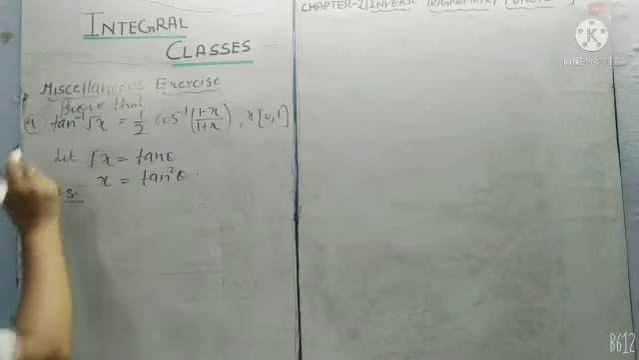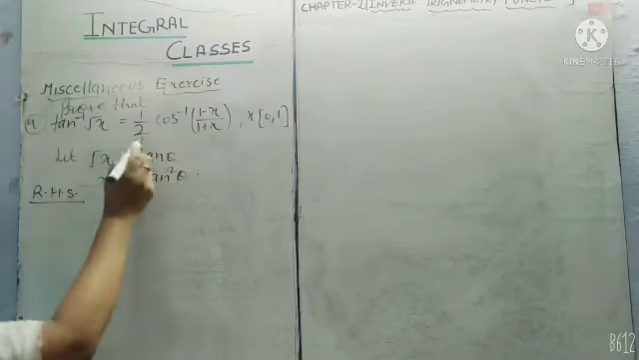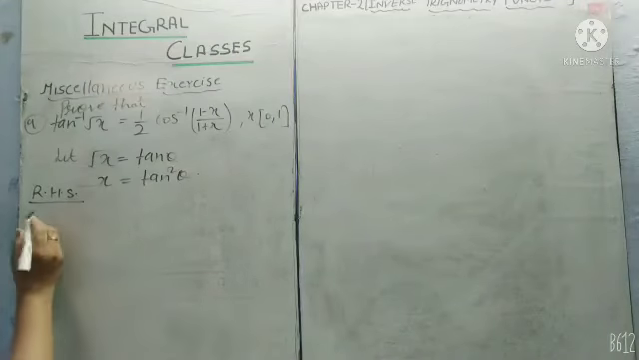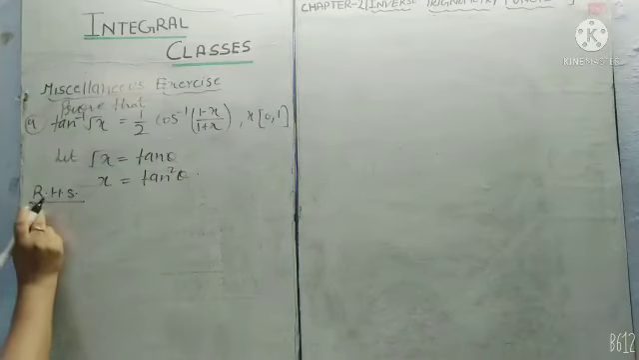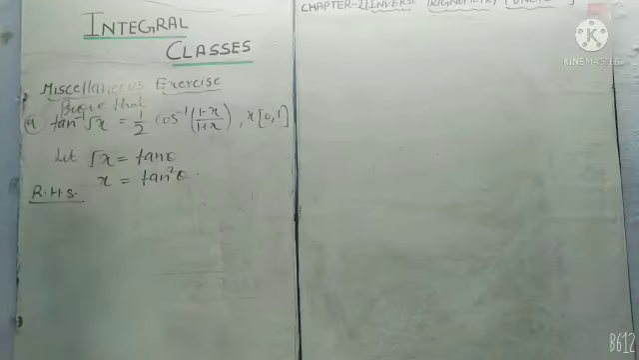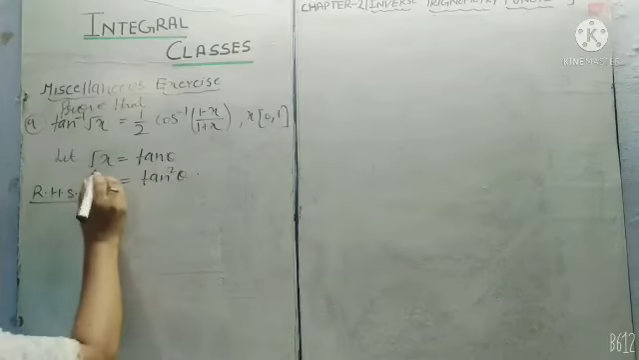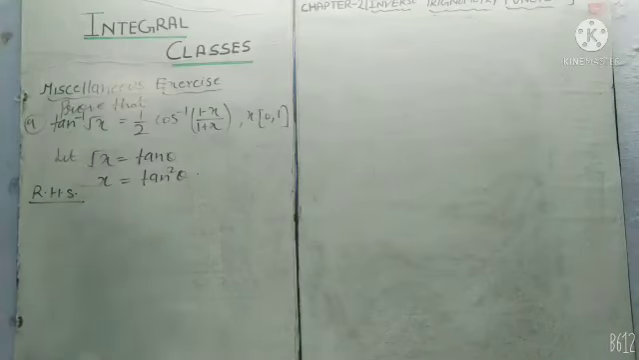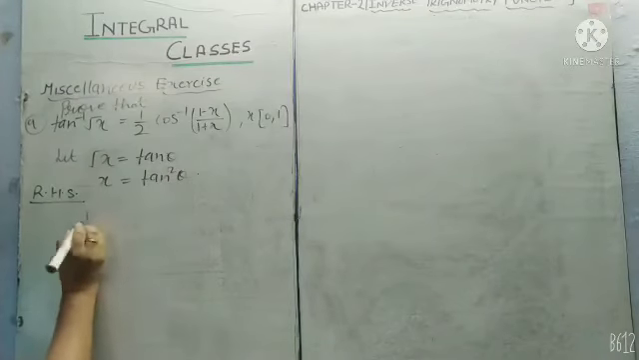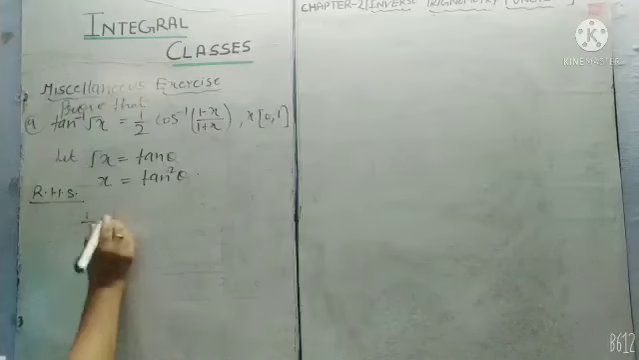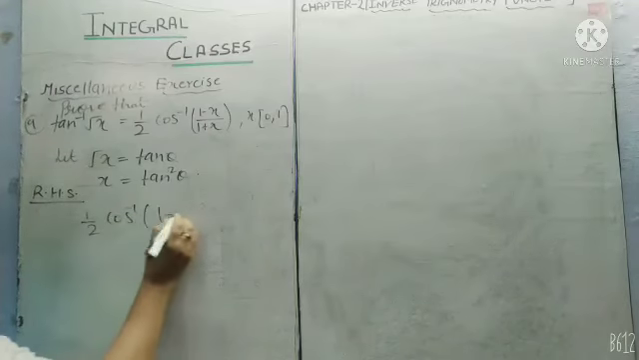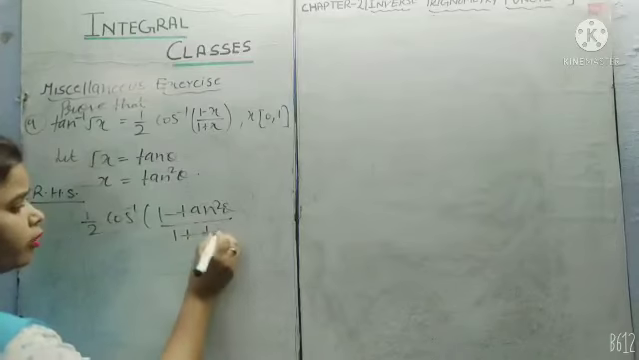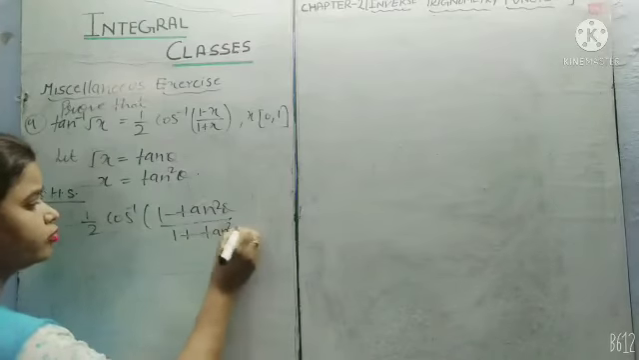Question number 9. Tan inverse root x equals 1 upon 2 cos inverse of (1 minus x) upon (1 plus x). So student, here we will start from the right hand side and prove it, and we will get the left hand side. Here we will put root x equal to tan theta, then x equals tan square theta. So now we will put 1 by 2 cos inverse of (1 minus tan square theta) upon (1 plus tan square theta).